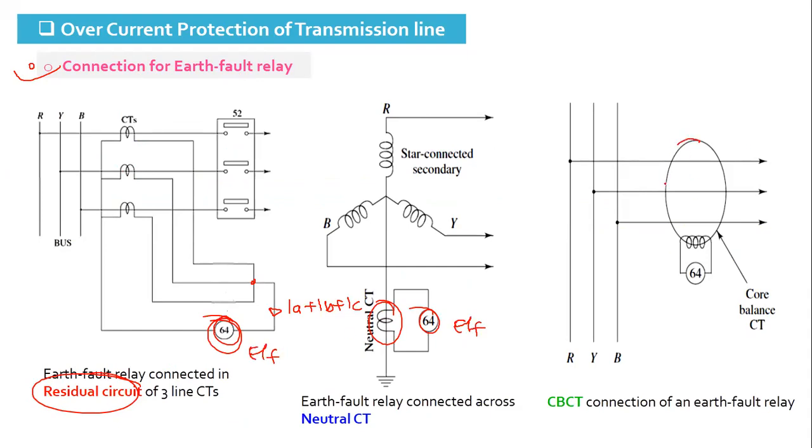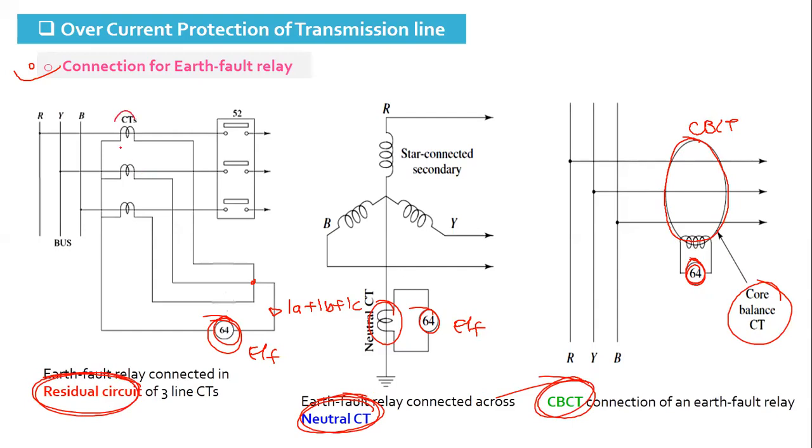Or it can be connected across a CBCT, core balance CT, where a coil is wound over the core and the relay is connected across it. So these are the three possible types of connection. When we require a more sensitive relay setting, it can be connected across the neutral CT or CBCT, because if it is connected in the residual circuit, the magnetizing current of the 3-line CT will not allow you to set it more sensitive.